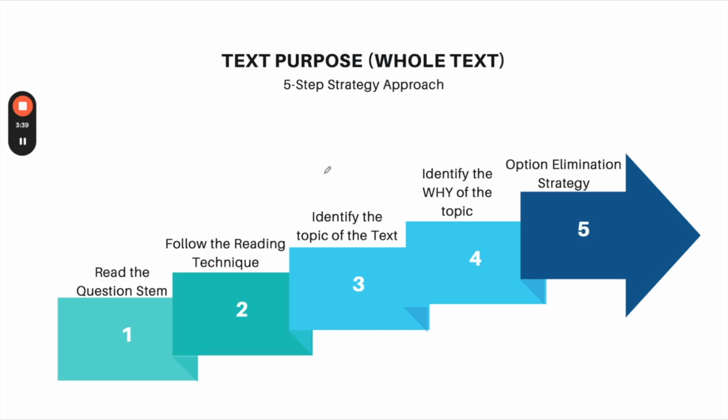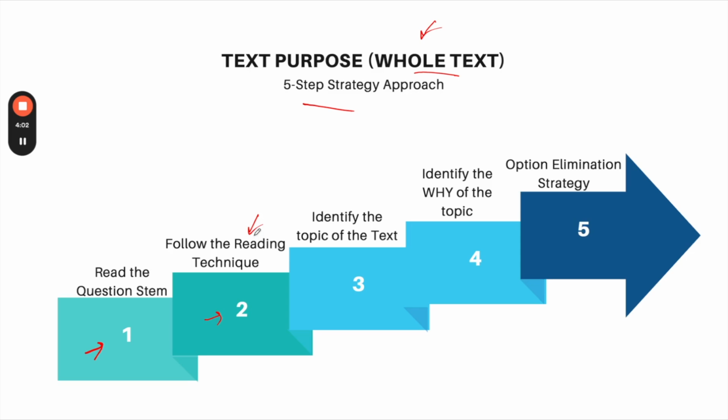Alright, so the first one that we're going to see is whole text. Now what do we do when we see a whole text purpose question type? It's a 5-step strategy approach. The first one would always remain the same. You have to read the question stem to know what is the type that you're dealing with. The second step is you read the text. You follow a particular technique when you're reading the text, right?